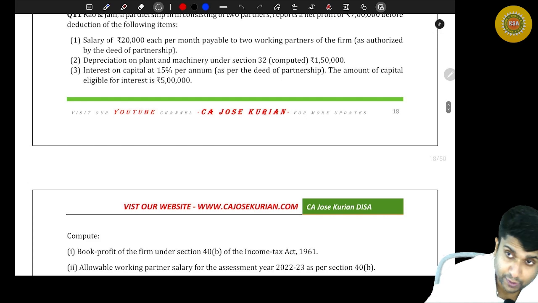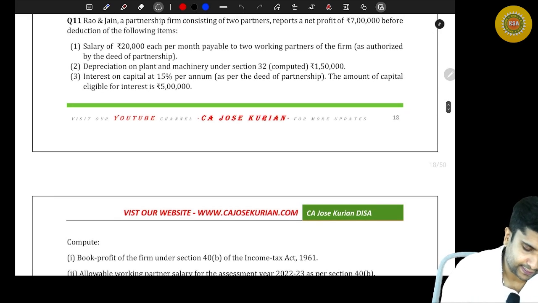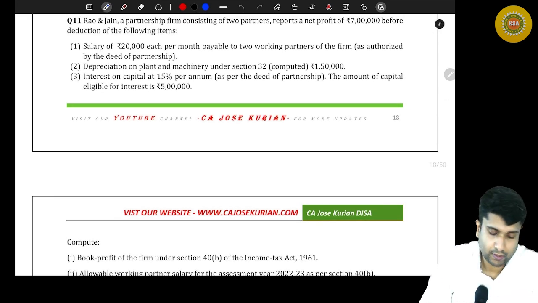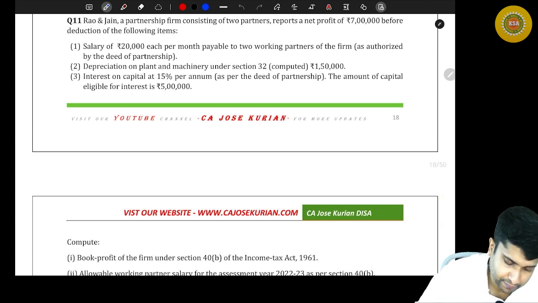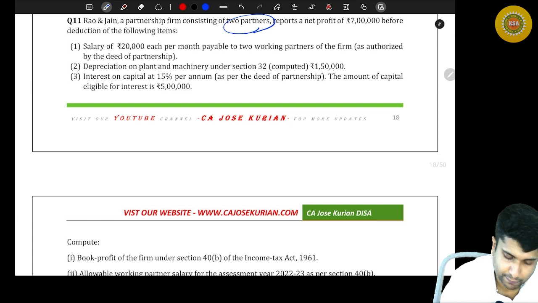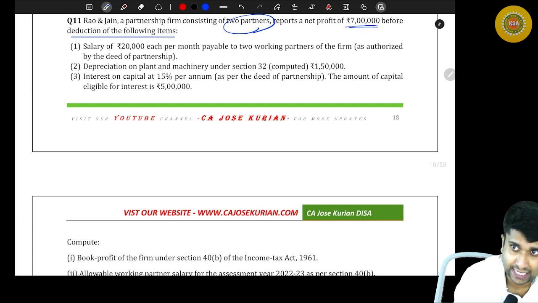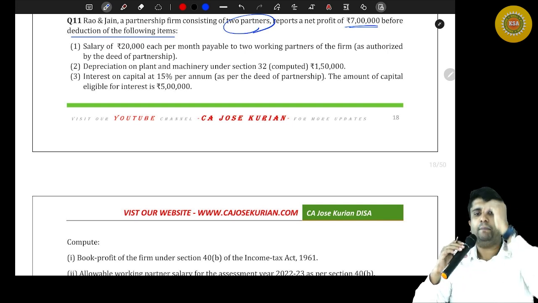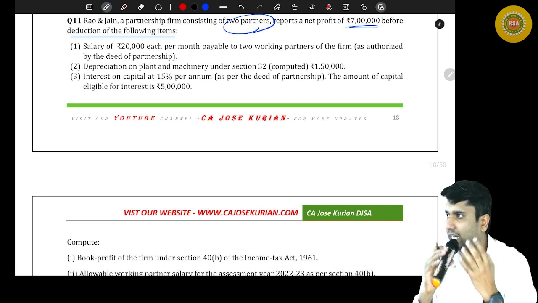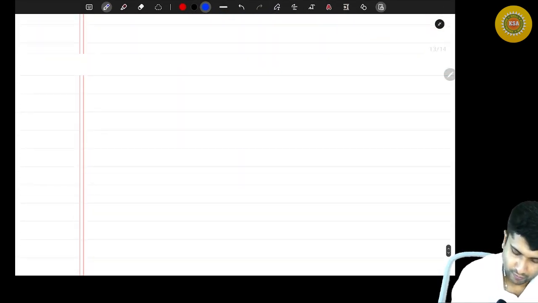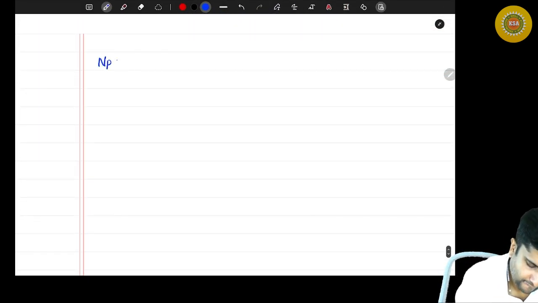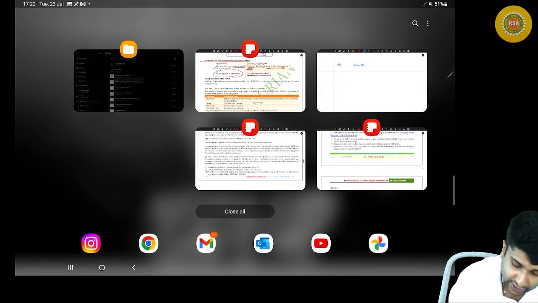So shall we solve it together? Listen. Keep quiet and listen. Rao and Jain, a partnership firm consisting of two partners, reports a net profit of 7 lakh before deduction of the following items. So their partnership firm have already computed a net profit. How much is the net profit computed? 7 lakhs. And this net profit is before adjusting the following items.